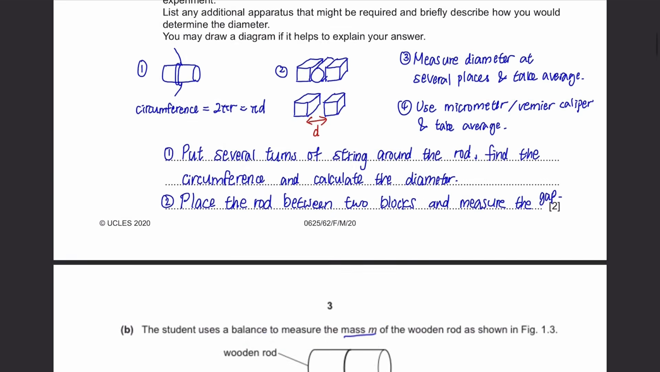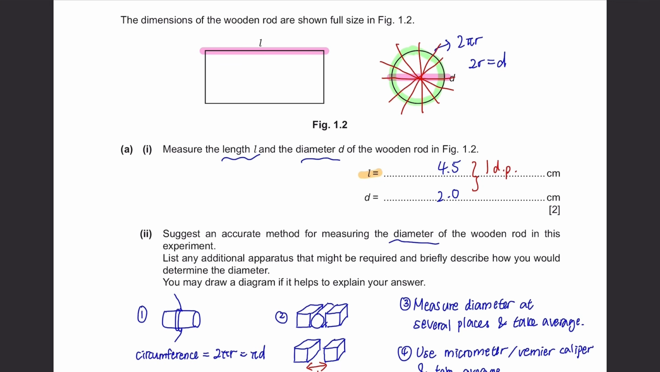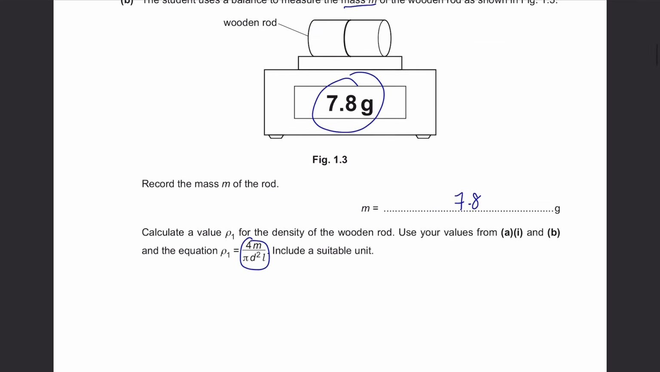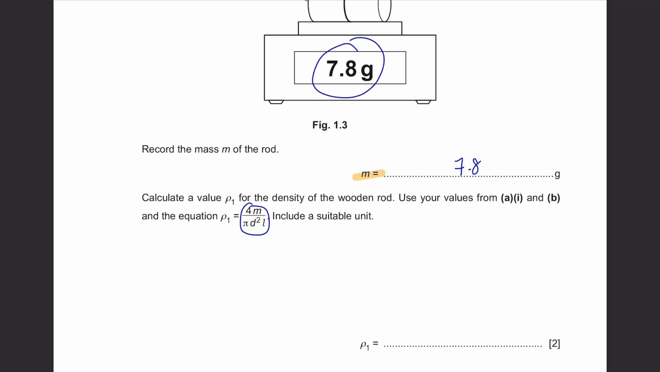So the values in part A1 were the length and the diameter, which were 4.5 and 2.0 cm. Then B is just the mass, 7.8 grams. Just substitute the values. 4 times 7.8 over pi times 2 squared times 4.5. If you calculate that, we'll get 0.55, correct to 2 significant figures. Make sure you either use 2 significant figures or 3 significant figures. Doesn't matter which, but just try to keep it consistent.